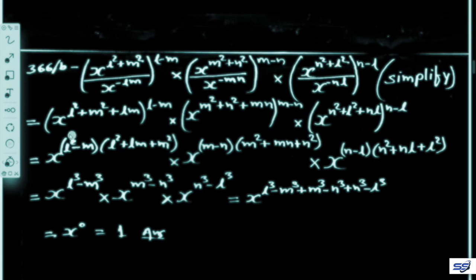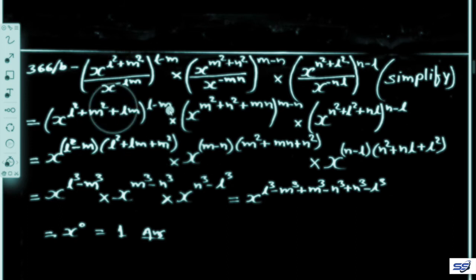Now this equals x power l square plus m square, and as the bottom power is in minus, it comes as plus lm in the power of the upper one: l square plus m square plus lm, whole power l minus m. Here also the same thing: x power m square plus n square plus mn, whole power m minus n, and x power n square plus l square plus nl, whole power n minus l.